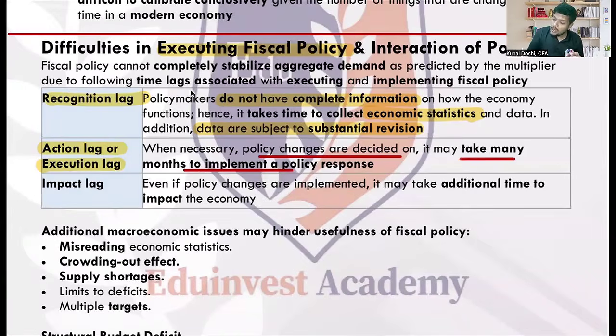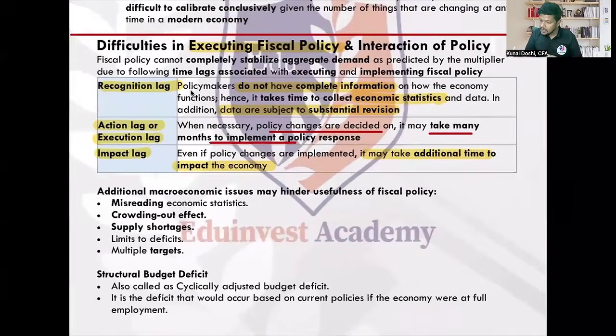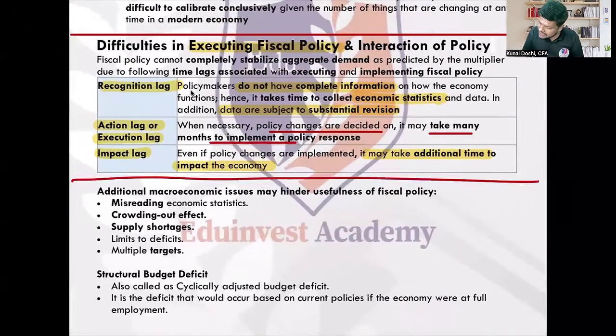And finally, once the action is implemented, the implementation might also take time to affect the economy, as we saw with capital spending. So recognition lag, action lag, and implementation lag will sometimes make the fiscal policy not only ineffective, but counterproductive. It means you will treat the patient so late that the patient has already recovered, and now the medicine will probably have a side effect, right? That is the effect of lag. Okay, so we covered up to this point.